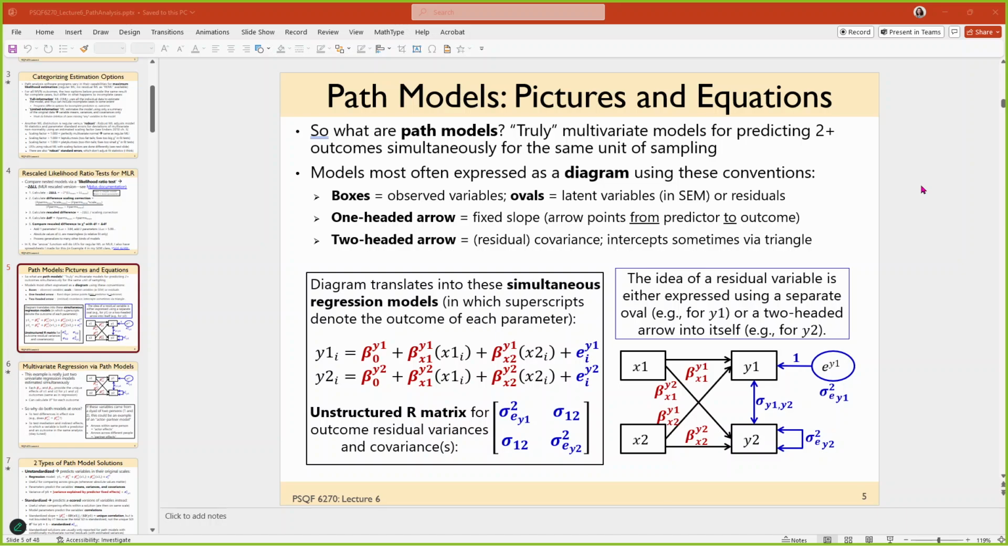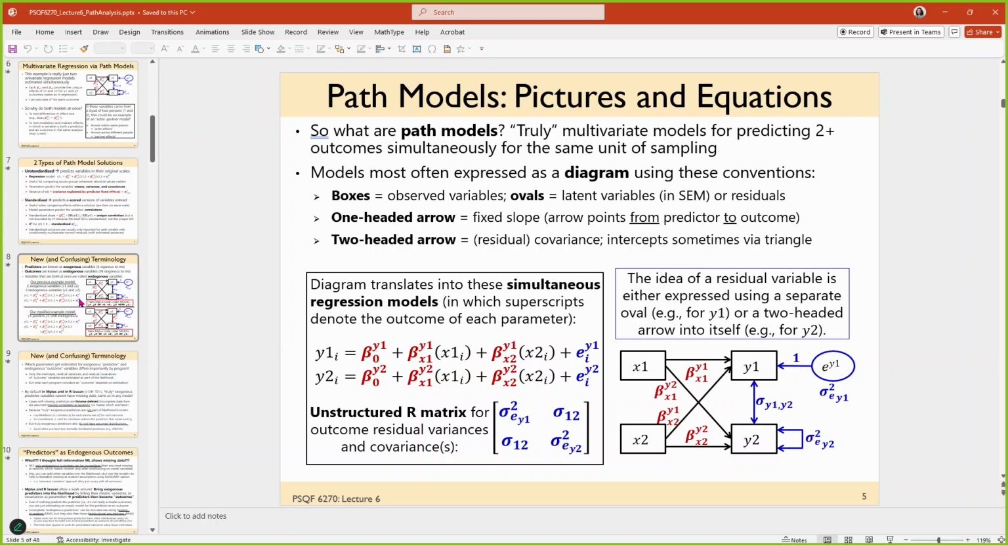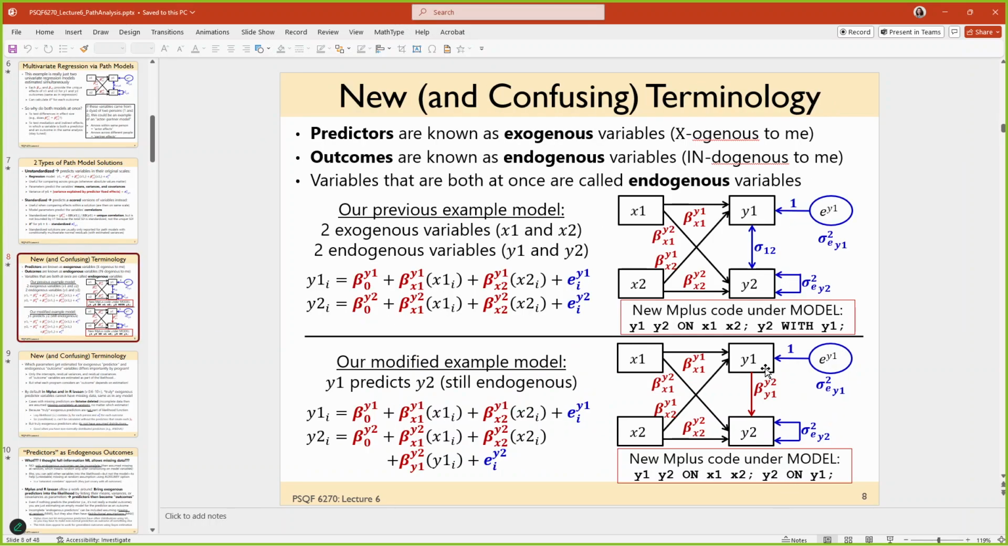So what are path models for? Let's start there. Why am I showing this to you? If you have a variable and it is both a predictor and an outcome, it has to be in a path model. You can't do it in your variance software. If you want to fit a model in which a single variable is both a predictor and an outcome, this bottom picture right here is a good example of that.